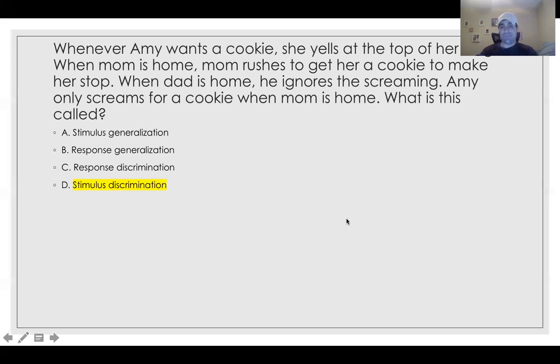This is a good ABA question, because we're usually talking about red, green, dog, cat, that kind of discrimination. This is a real life scenario you might be presented with as an RBT, and you need to be able to identify this type of discrimination. Why does Amy scream when mom is home and not dad? Well, Amy's reinforced in the presence of mom, not in the presence of dad. She's learned to discriminate when she'll receive reinforcement, and now she only screams in the presence of mom. Make sure you understand this question. It's a really good ABA question. I could see this question being on your exam.